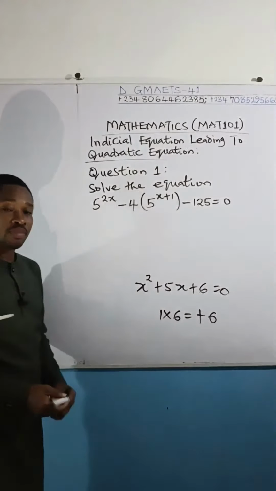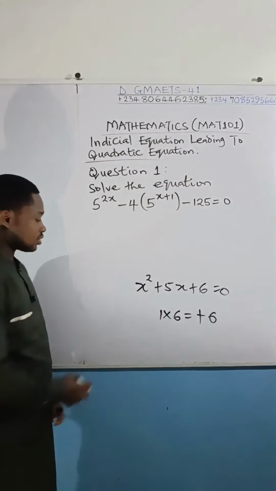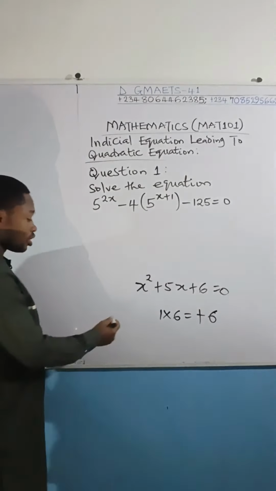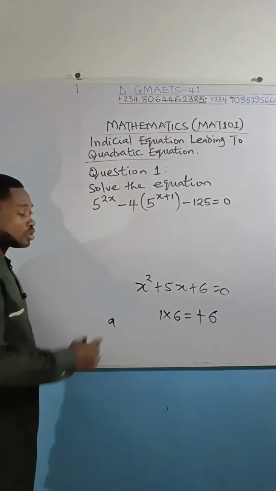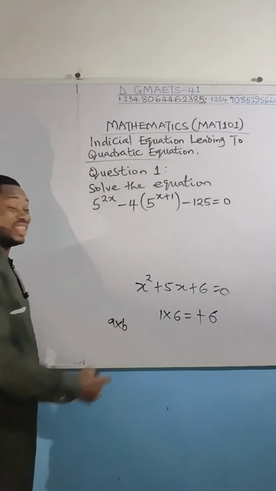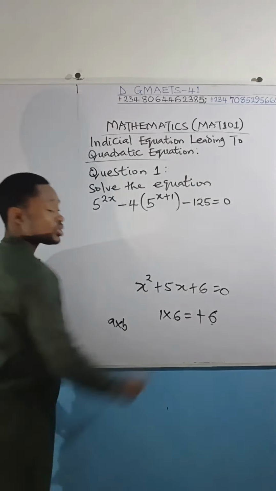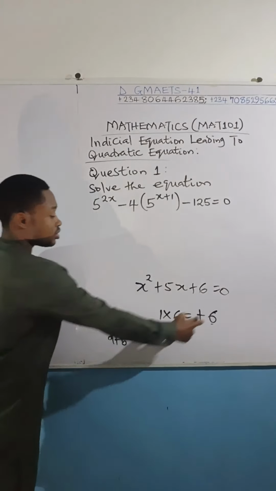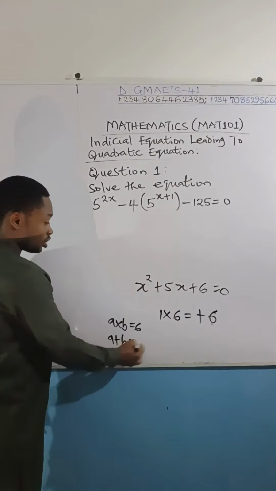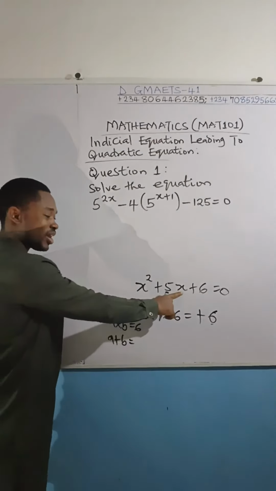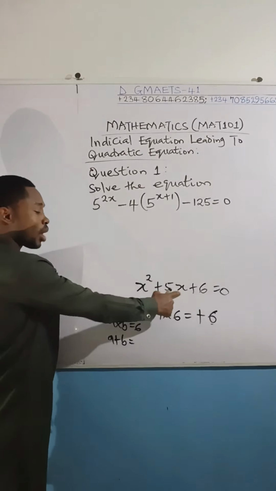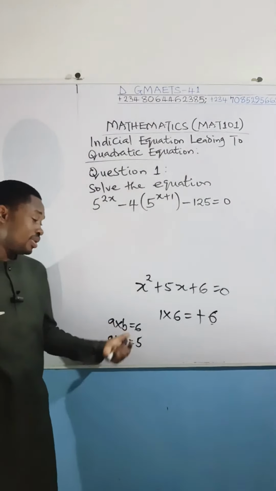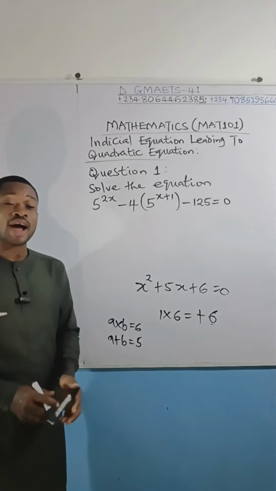Then you find two numbers which, if you multiply them, you are going to get 6. So let us assume that the two numbers are A and B. If you multiply A times B, you get plus 6. And then A plus B should give us the 5, the coefficient of the term raised to power 1 of the unknown. These A and B are the two numbers which you are to find.